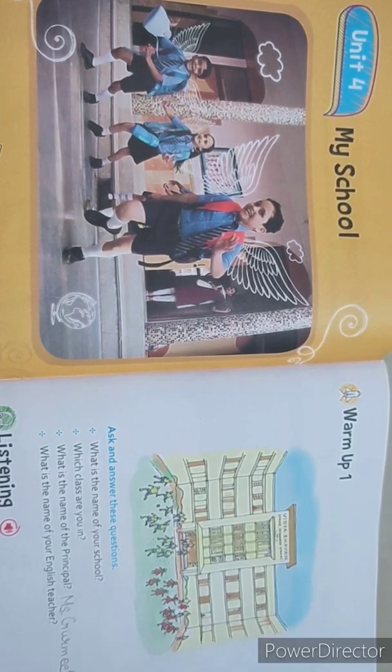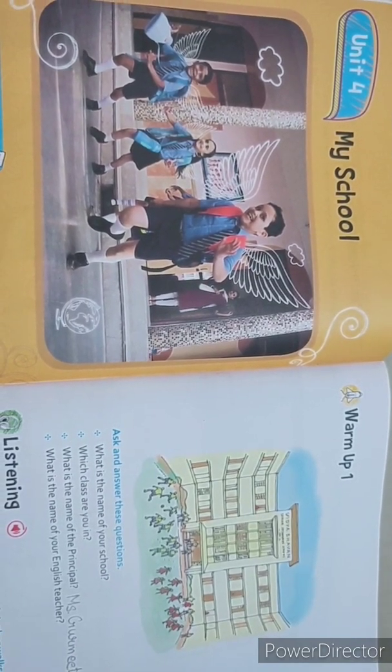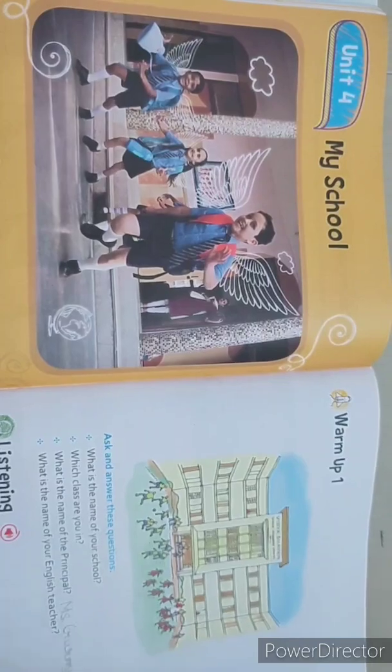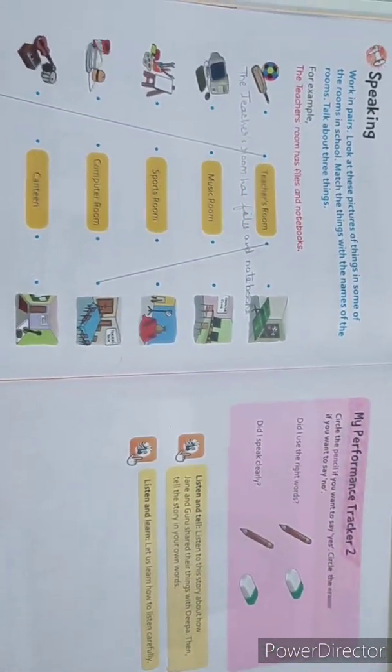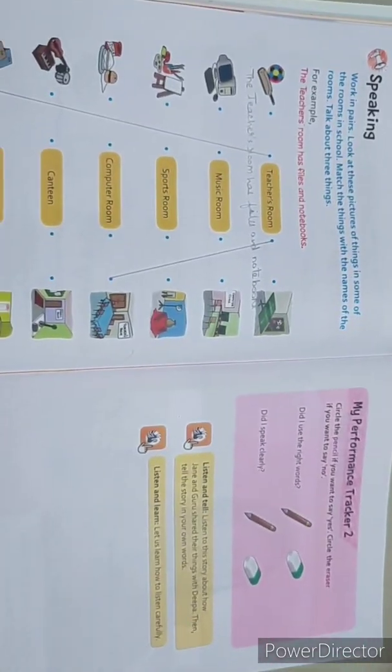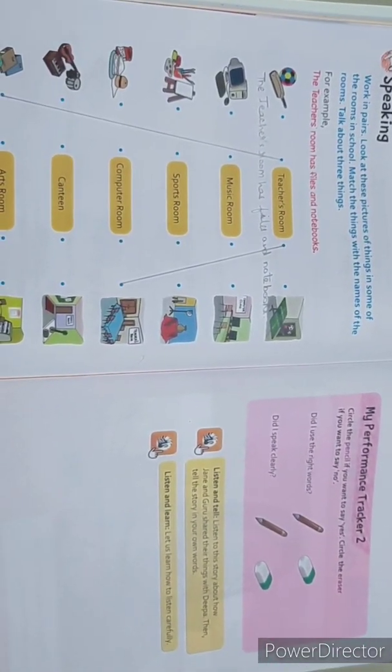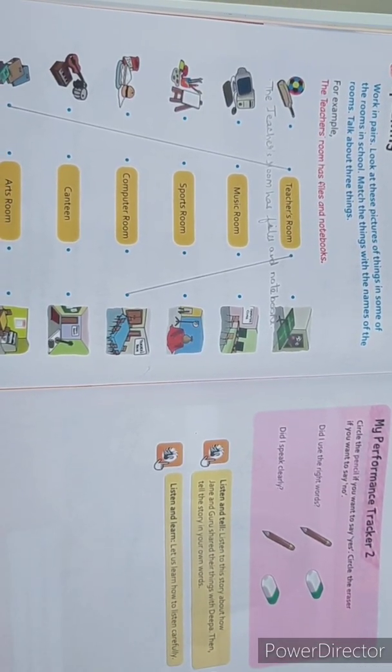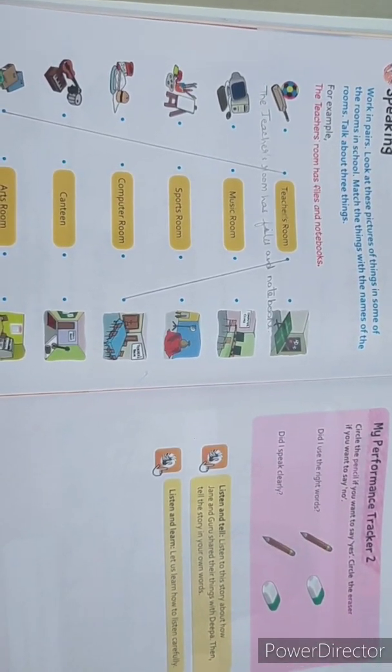Now today in this class we will be doing Dialogue Book Unit 4. So quickly turn your pages to Unit 4 of Dialogue Book, page number 28. Unit 4, My School. Open this page and then turn to page number 28. Can you see the speaking activity on page number 28? Now we will do this matching activity and I will show you how.